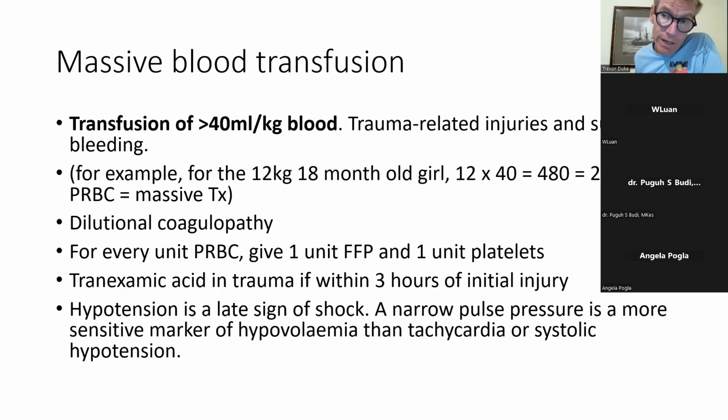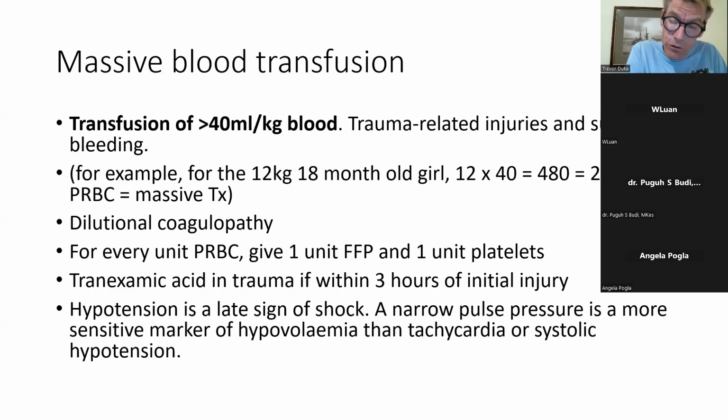And so if you have to give 40 mils per kilo of blood or more than that, then you need to also give some fresh frozen plasma and some platelets as well. So usually after 40 mils per kilo of blood, you'd give 1 unit of FFP and 1 unit of platelets for every unit of blood you gave after that. That's very important, because otherwise the patient will keep bleeding because they've got a dilutional coagulopathy, and they'll just keep bleeding.